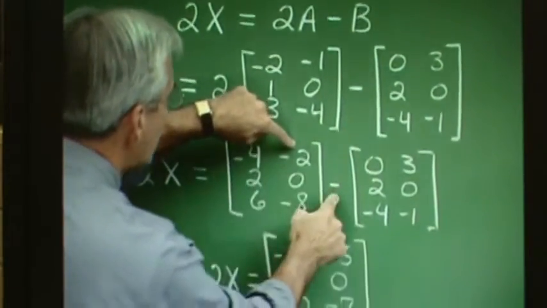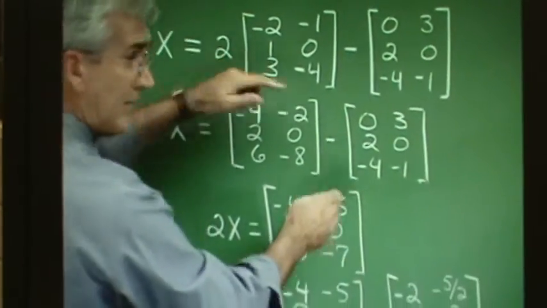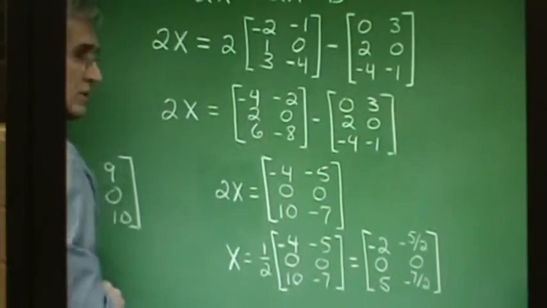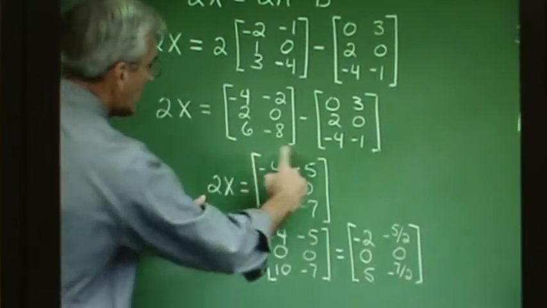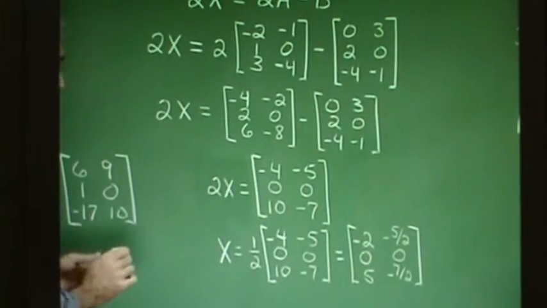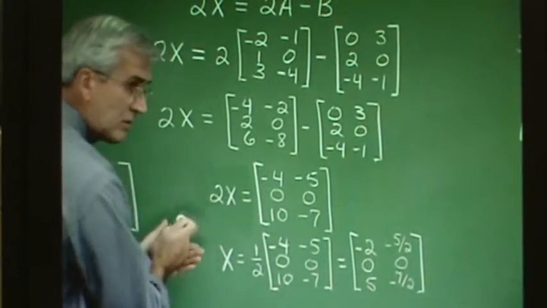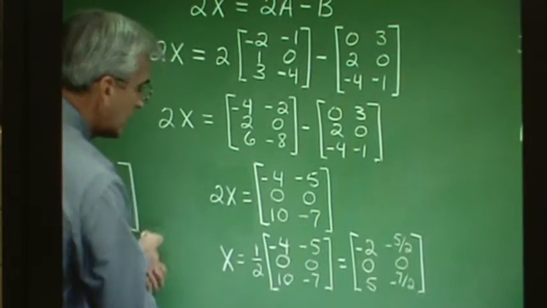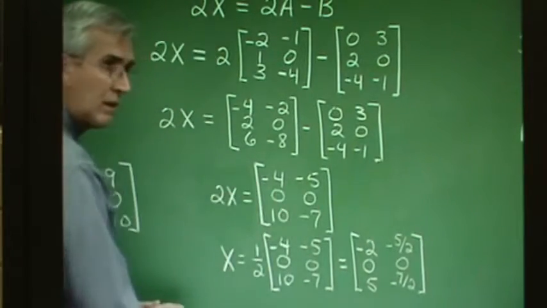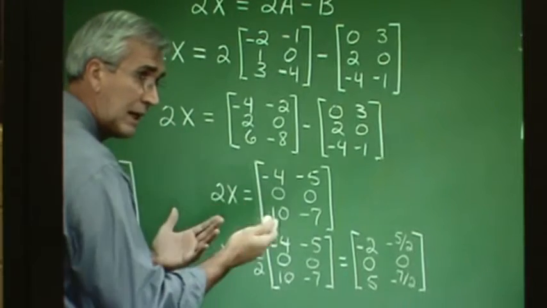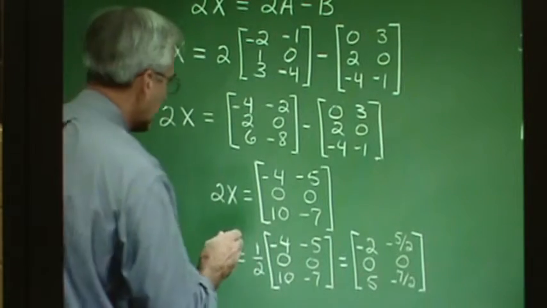Then -2 minus 3 would be -5. And so on to get all of that business. Well, now we have 2x is equal to this matrix. How do we deal with that? Well, we want to isolate x, so we'll divide by 2 on this side, and we divide by 2 over here. Or we can think of it as multiplying by 1/2, and I think that's a little easier.